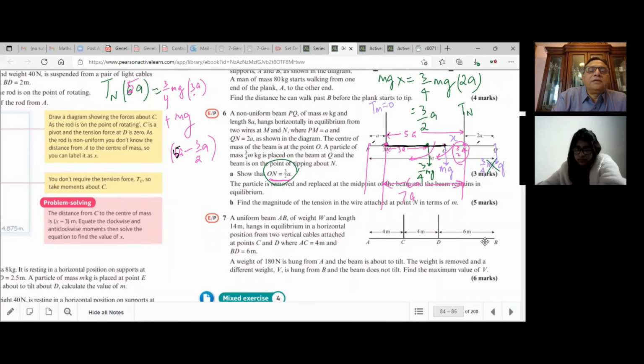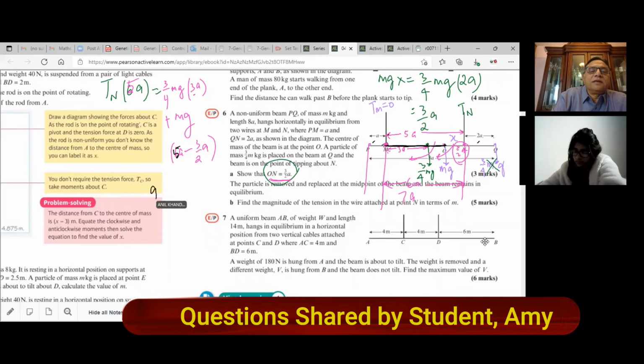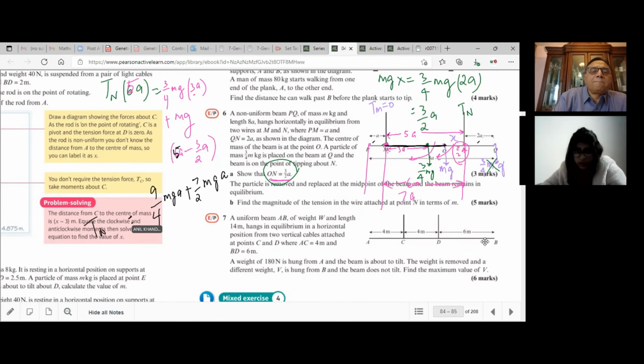3 times 3, 9. So we write this as 9 over 4 mga plus 10 minus 3 is 7 over 2 mga. And here we have Tn times 5a. So I'll divide this by 5a. Is it okay? Yeah.